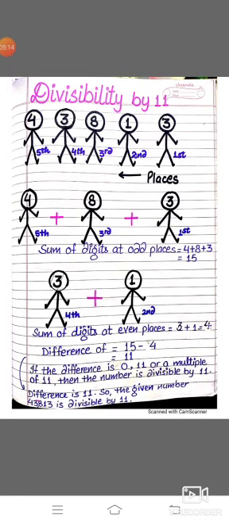Next is divisibility by 11. We'll see the digits at odd places. We will add them, the sum of digits at odd places. Then we'll find the sum of digits at even places. Then we will find the difference of both the sums. If the difference is 0, 11 or a multiple of 11, then the number is divisible by 11. Otherwise, it is not divisible by 11.